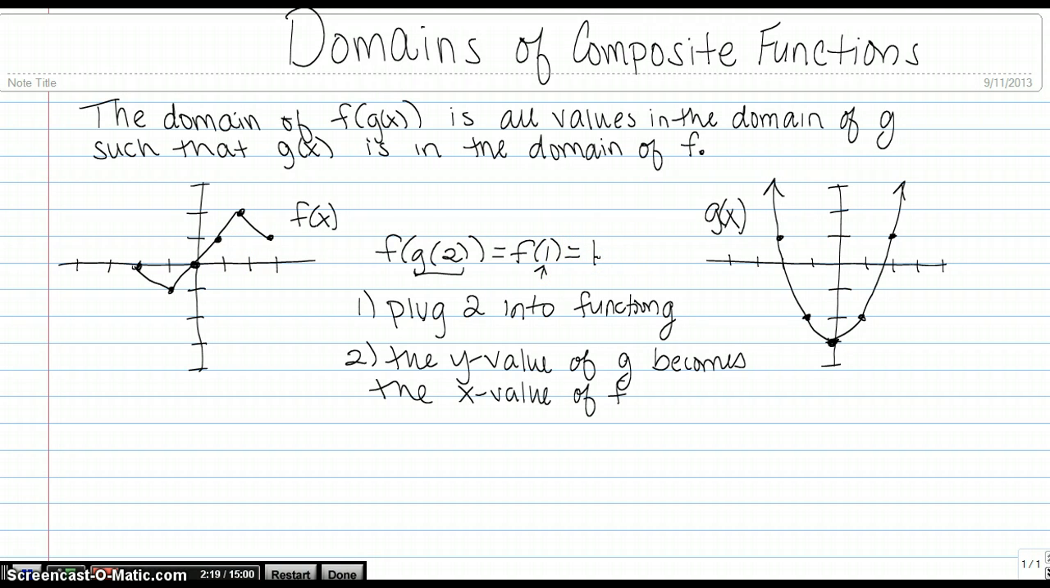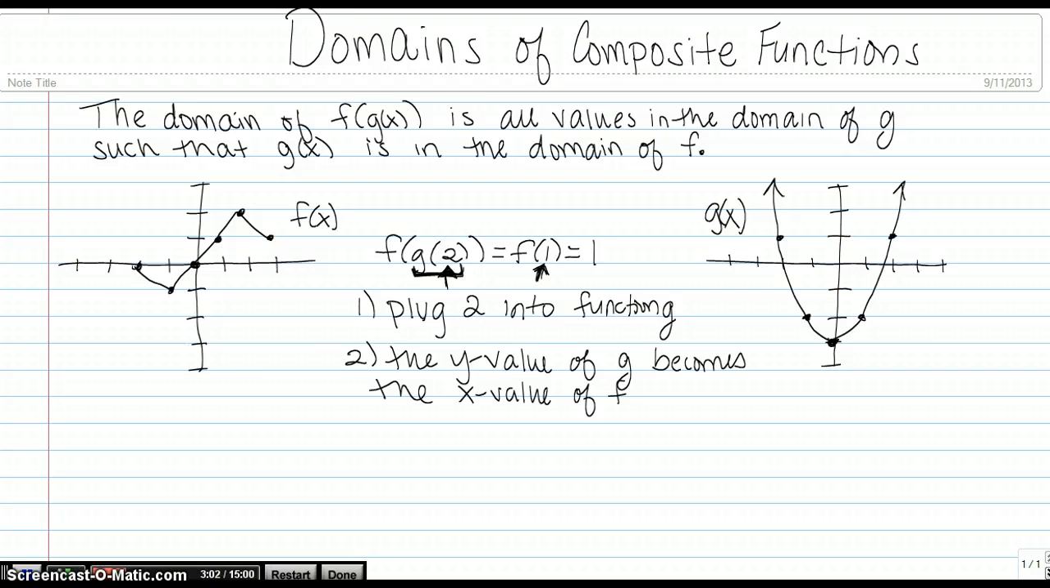So now let's go back and read that definition. The domain of the composite is all the values that are in the domain of g. And that's because the first value that you're plugging in there, the x values, must be in the domain of g since you're going to evaluate the function g first. But then it says such that g of x is in the domain of f. Well, g of x, or in other words, the y value that we got from function g, must be in the domain of f.